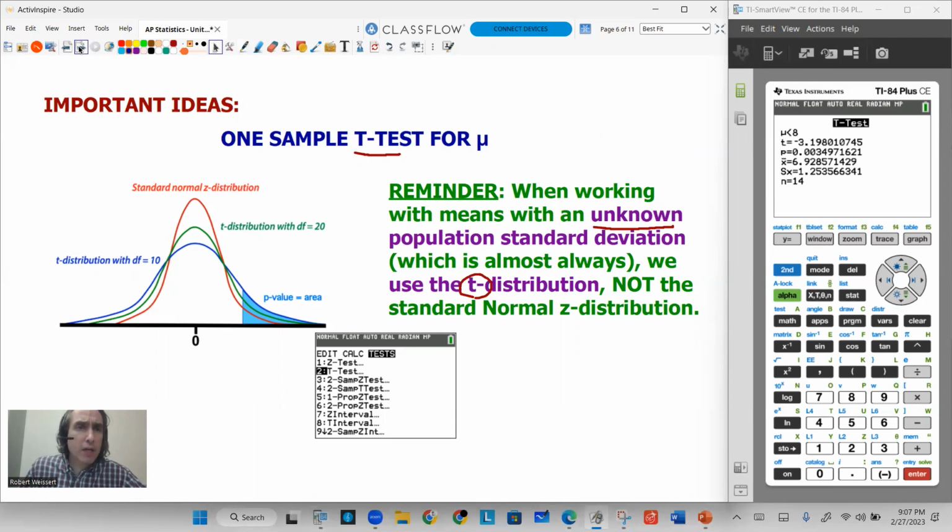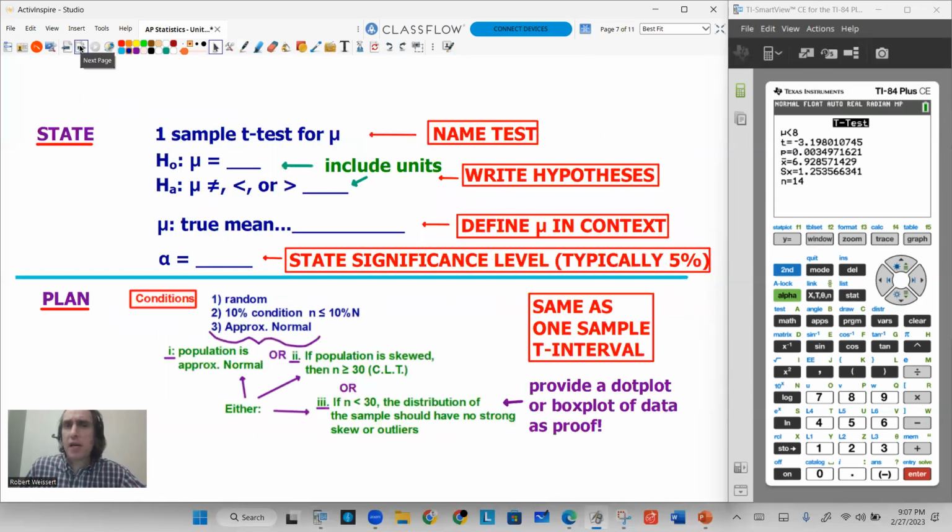Again, when we're talking about the state, plan, do, conclude: for the state, name your test, write your hypotheses, define what mu is, and state your significance level. For your plan, check your 3 conditions. Random: if sampling from a larger population, make sure you're not sampling more than 10%. Make sure you're hitting your approximately normal condition. Remember, this is not large counts because we do not have a proportion.